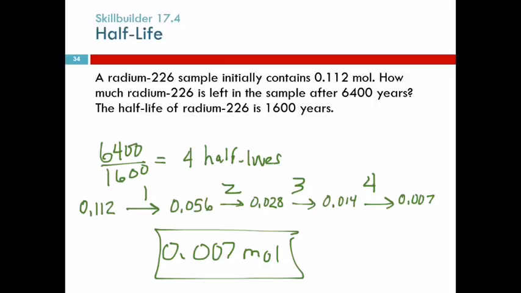The goal of a question like this is, do you understand the concept? Not can you do crazy math with exponents, but do you understand the idea? It gets cut in half with every half-life.